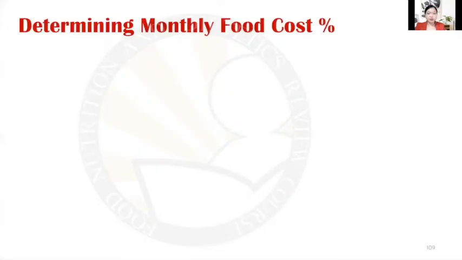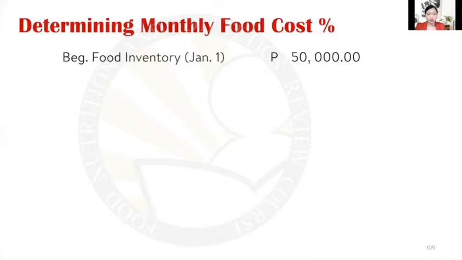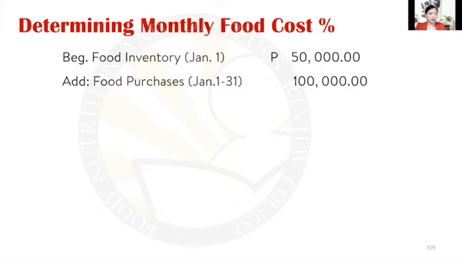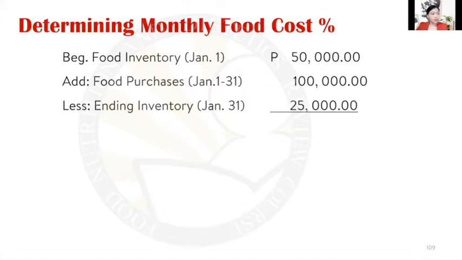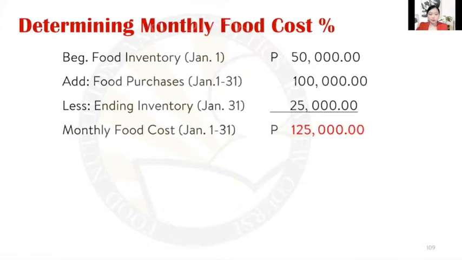How do we determine the monthly food cost percentage? For example, our beginning food inventory for January is 50,000, and we will add all the food purchases from January 1 to 31 at 100,000. We deduct the ending inventory of 25,000. So we will get the monthly food cost in peso value of 125,000.